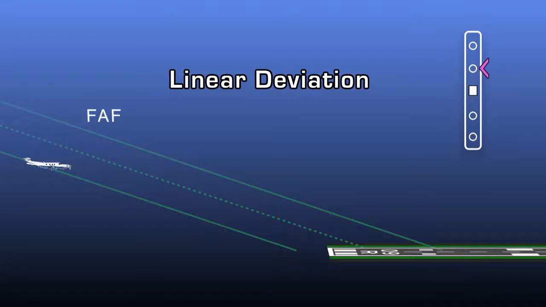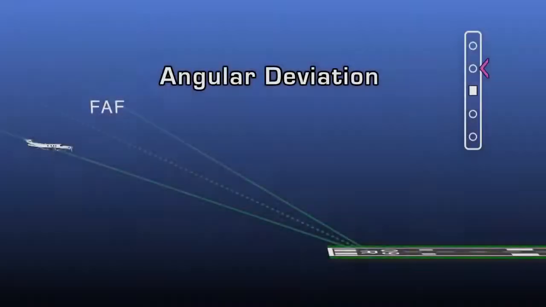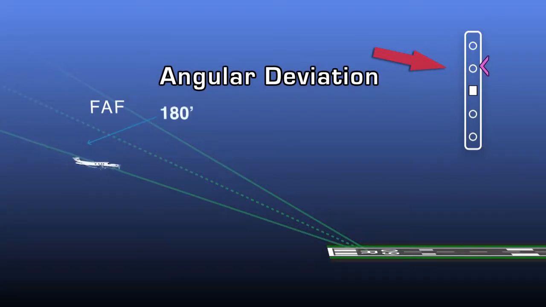To explain further, on an approach using linear deviation, a 1-dot deviation can equal 75 feet at the final approach fix and 75 feet at the runway, whereas on an approach using angular deviation, a 1-dot deviation can be equal to approximately 180 feet at the final approach fix, but only 18 feet at minimums.